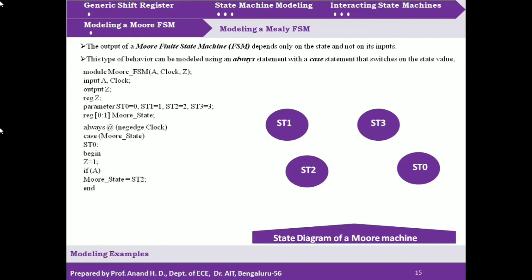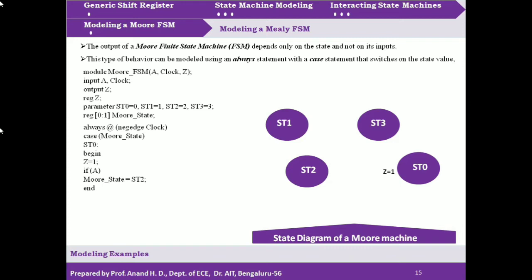So the next part says what? Always at negative edge of the clock. So always at the negative edge of the input clock signal. So it is synchronized with respect to the negative edge of the input clock signal. We have a case statement which is sensitive to the variable Moore_state. Okay, so in that the first state is state 0. So in this, irrespective of the input, whenever it is in state 0, the output will be equal to 1.